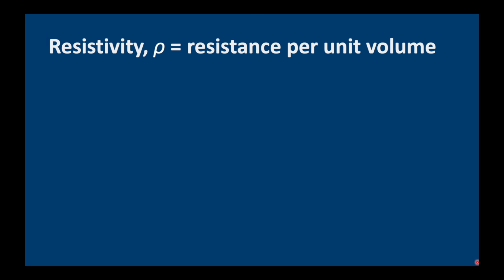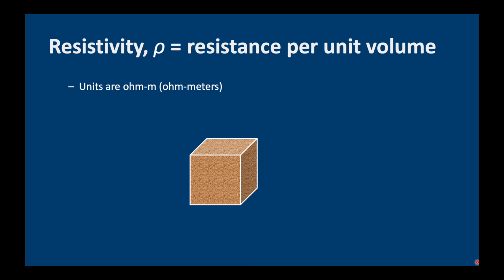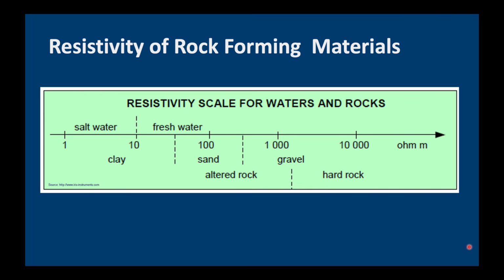Resistivity is the resistance per unit volume, and it is measured in units of ohm meters. If we have a unit cube of 1 cubic meter and we have a resistivity of 1 ohm meter, what this means is that if we have a potential difference across it of 1 volt, we will get a current flow of 1 amp.